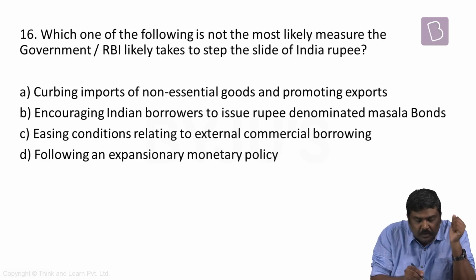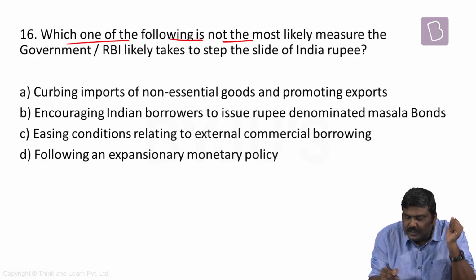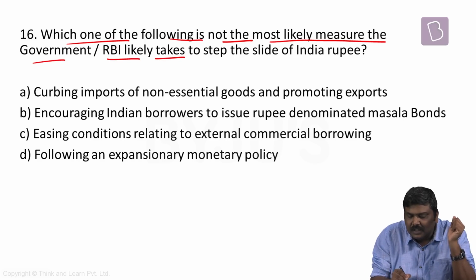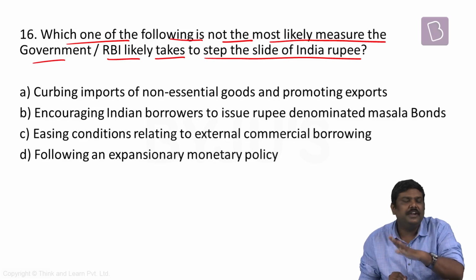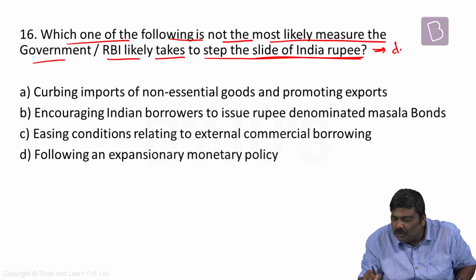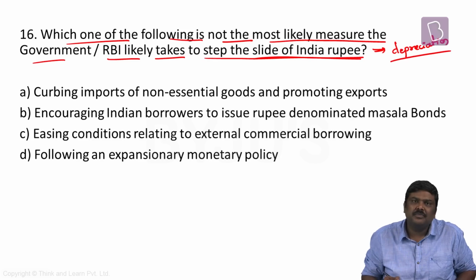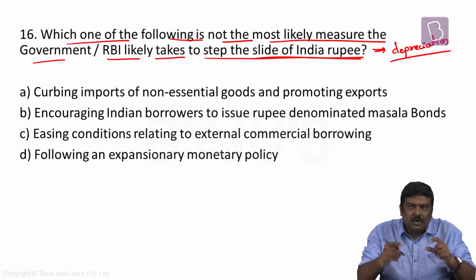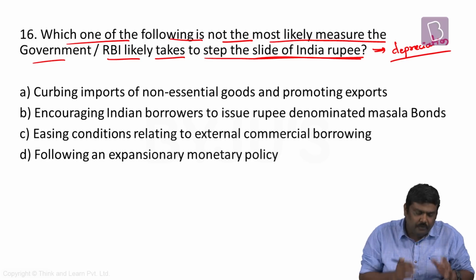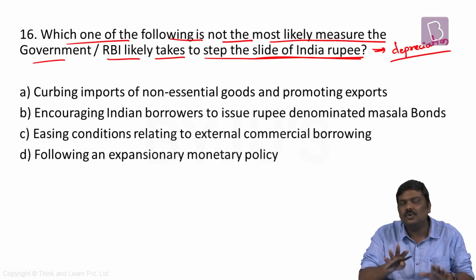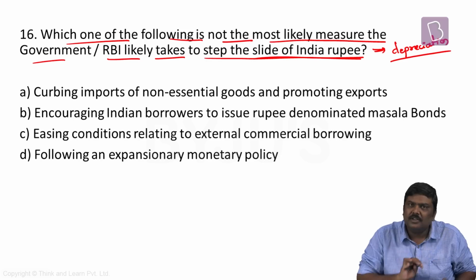Question number 16. Which one of the following is not the most likely measure the government or RBI is likely to take to control the slide of Indian rupee? Now, what do you mean by slide of Indian rupee? Basically, they are referring to depreciation of rupee. The question says government as well as RBI are taking various measures to control the depreciation of rupee. Which one of these policies is not the most likely measure to control depreciation? Let's look at the options here.